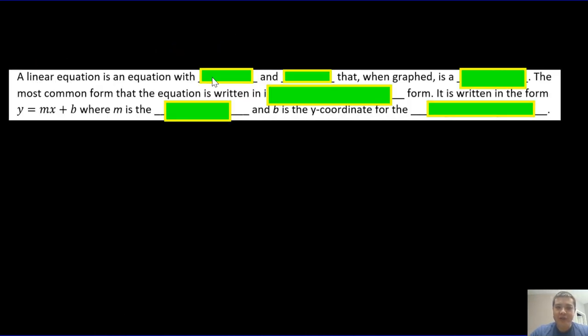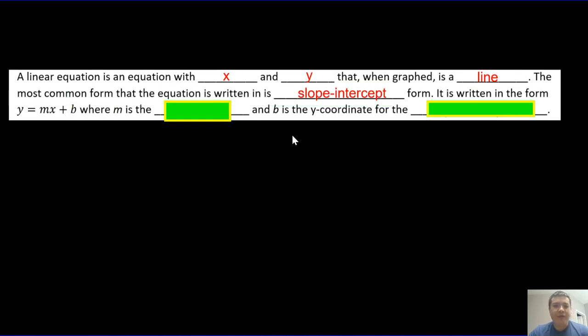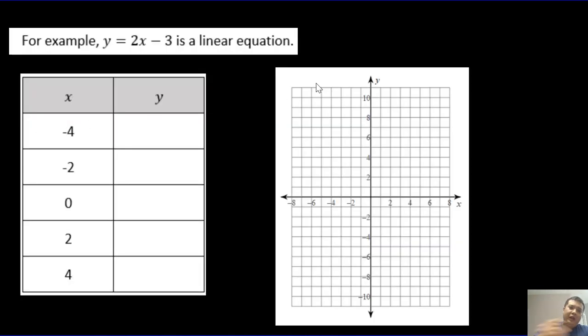So, a linear equation is an equation with an x and y that, when graphed, is a line. The most common form of the equation is written in slope-intercept form. It is written in the form of y equals mx plus b, where m is the slope and b is the y-intercept. So, we'll talk about what all this means in a moment, but y equals mx plus b is slope-intercept form. So, for example, y equals 2x minus 3 is a linear equation.